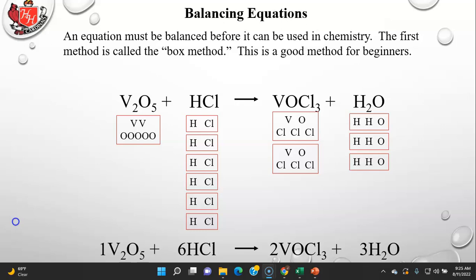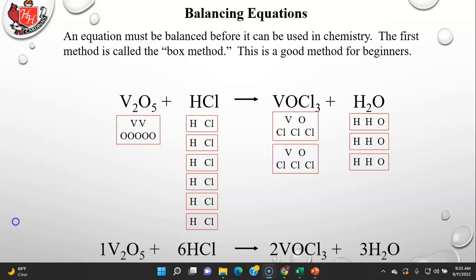Now let's skip the O for right now. Let's go to H. You have 6 H on the left. If you go over to the right, you have 3 water molecules. That's 3 times 2 hydrogen atoms. That's a total of 6 hydrogen atoms on the right. So 6 on the left, 6 on the right.